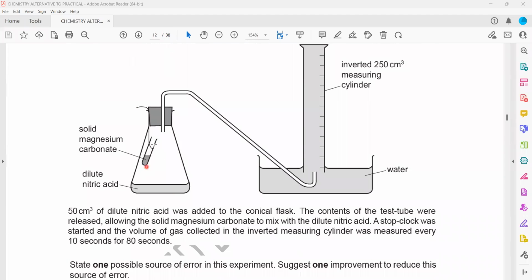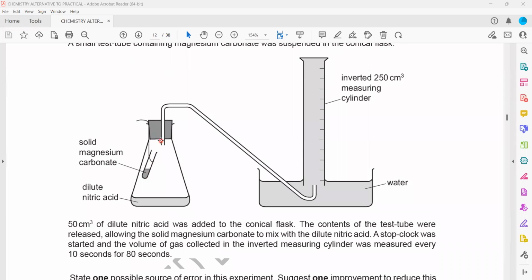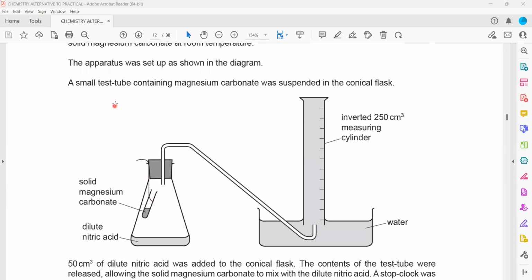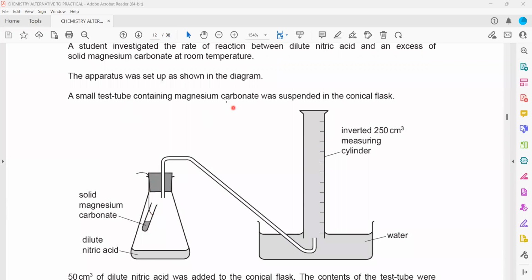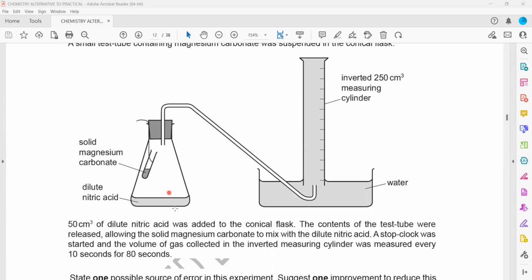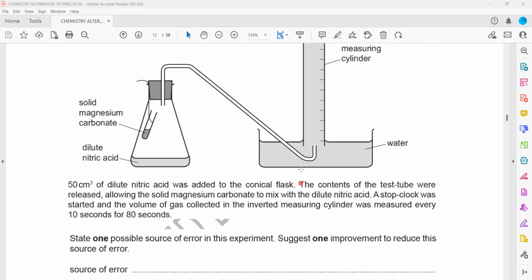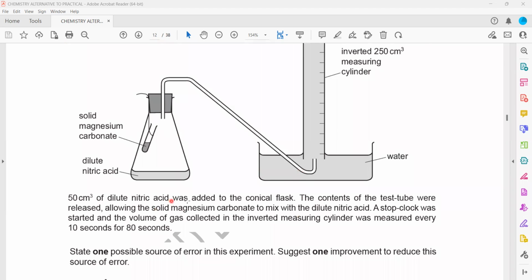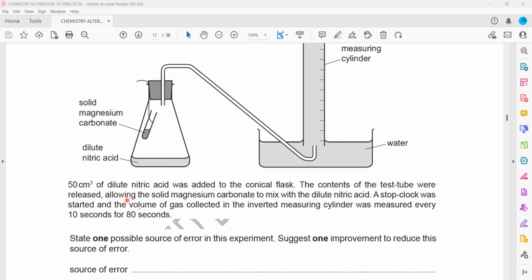magnesium carbonate. As you can see, in a small tube, the magnesium carbonate solid is there. The magnesium carbonate is suspended in a conical flask and added to the nitric acid, so it will give off carbon dioxide. 50 cm cube of nitric acid was in the container, and the test tube was released, allowing the magnesium carbonate to mix. And a stopwatch was started.